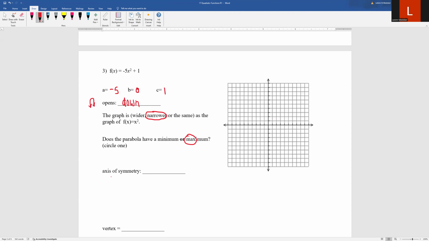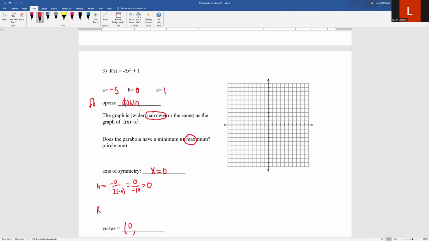Okay, to find our axis of symmetry and our vertex, we have to use our formula for the vertex. So H equals -B, which is 0, over 2 times A. That's just going to be 0 over -10, or 0. So my axis of symmetry is at x equals 0 because it's always a vertical line through that H. And then the vertex uses that as its first coordinate.